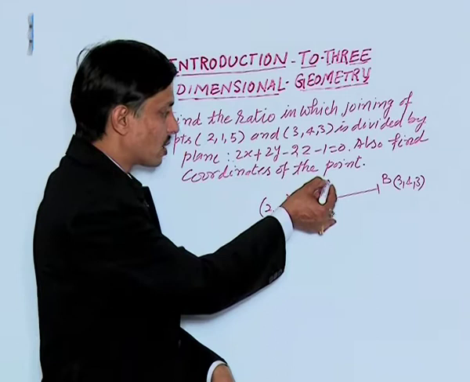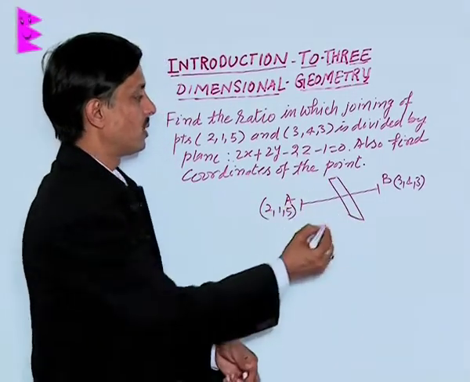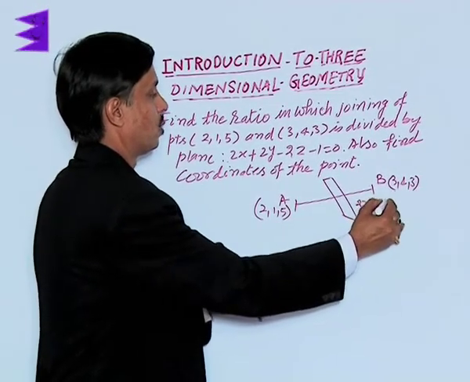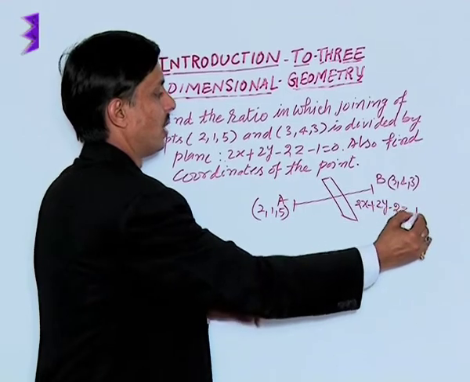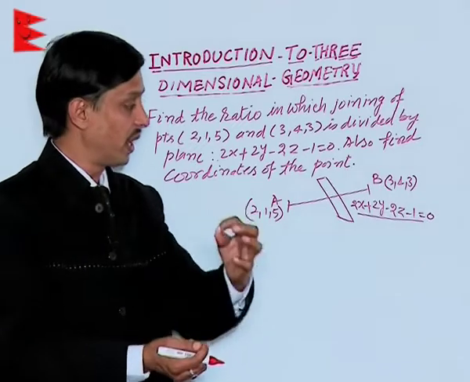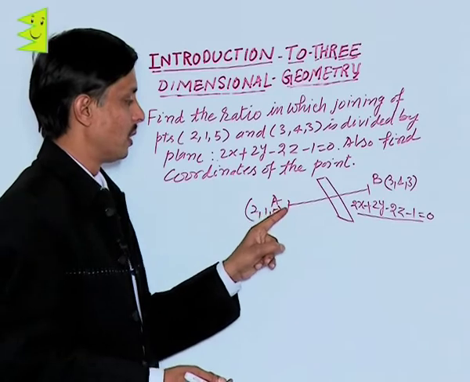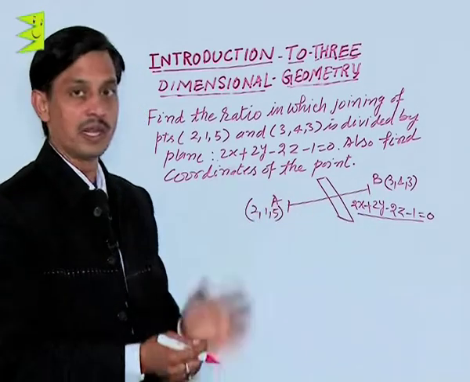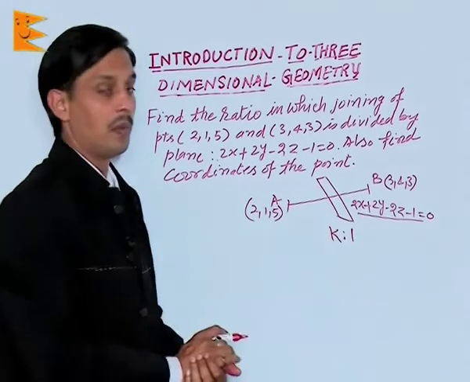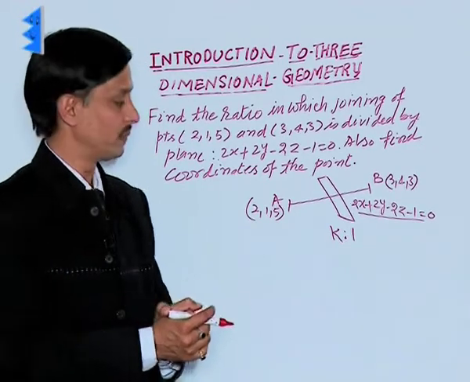A plane cuts the joining of these 2 points. The equation of the plane is 2x + 2y - 2z - 1 = 0. We need to obtain the ratio in which this plane intersects the joining of these 2 points. Let us suppose it separates it in the ratio k is to 1.